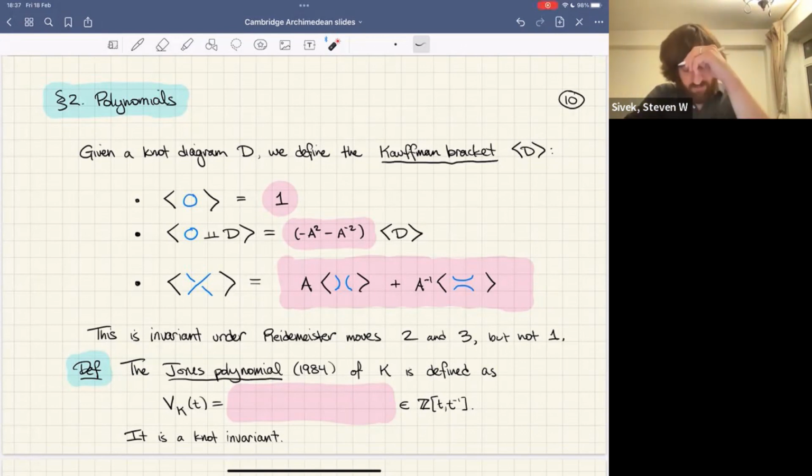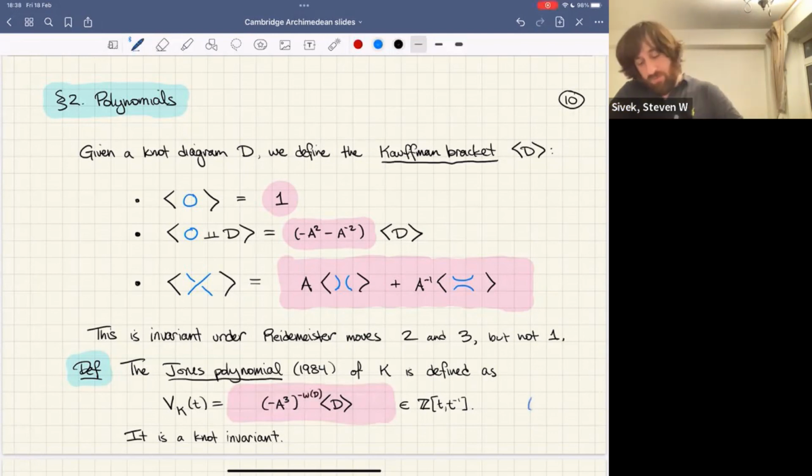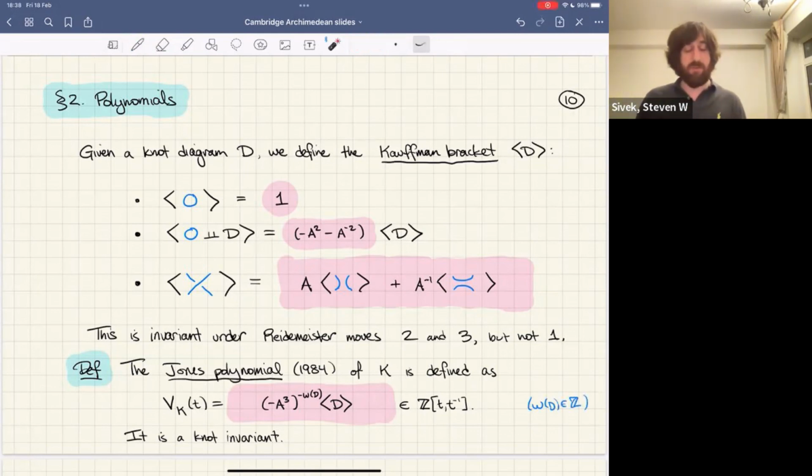This was first written down in 1984. Basically, you take the bracket of some diagram T of your knot, and you normalize it by a factor of minus A cubed to the power minus some number, the so-called writhe of the diagram, which is an integer. And I won't get into what it is. It's something you can compute from the diagram that you use to normalize how bad the effect of a Reidemeister 1 move is, to cancel that out.